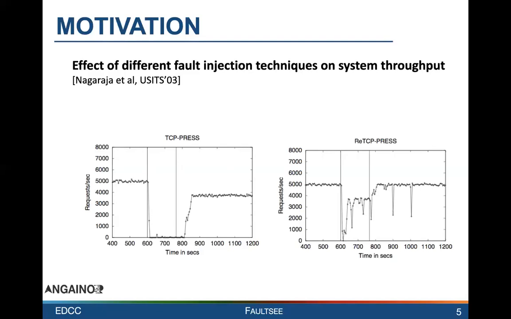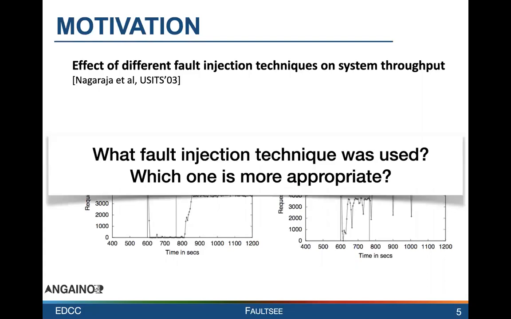On the left, we have a given technique. On the right, we have some other technique. And even though the system is the same, the throughput is rather different just because the fault injection technique is different. And therefore, two different researchers, if they choose one technique or another, can reach quite different conclusions. So we need further information. What fault injection technique was used? Which one was more appropriate and which one led to better and worse results? And usually we don't have this kind of information anywhere in a paper.